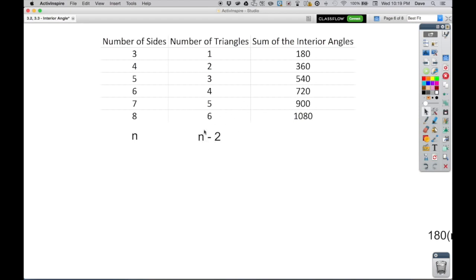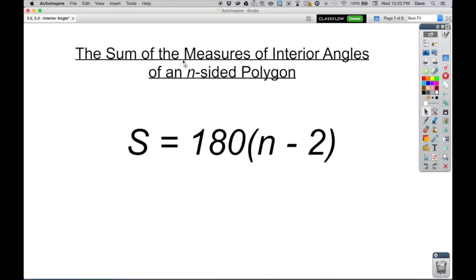And if this is the number of triangles in the shape, then all I have to do is multiply that by 180, and that gives me the sum of the interior angles. So we do 180 times the number of triangles, which is n minus 2. And so what we developed was this formula. The sum of the measures of interior angles of an n-sided polygon, so for any number of sides, S is the sum. It's always equal to 180 degrees times the number of sides minus 2, because the number of sides minus 2 gives us the number of triangles.